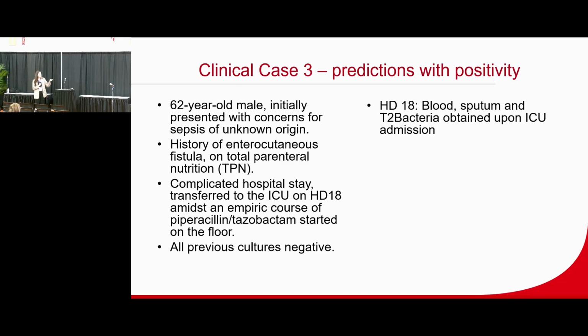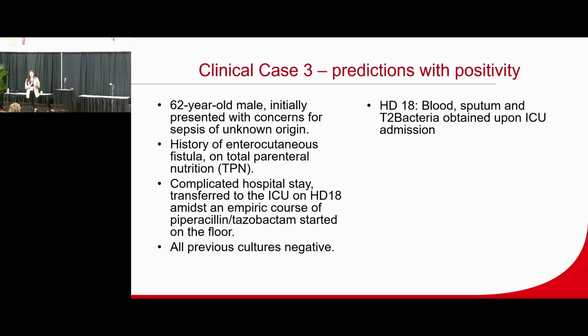So this is a 62-year-old who initially presented with concerns for sepsis of an unknown origin. I'm sure all of our favorite types of indications that we see on our antimicrobials. He had a history of enterocutaneous fistula, and he was on TPN for this. He had a very complicated hospital stay too.